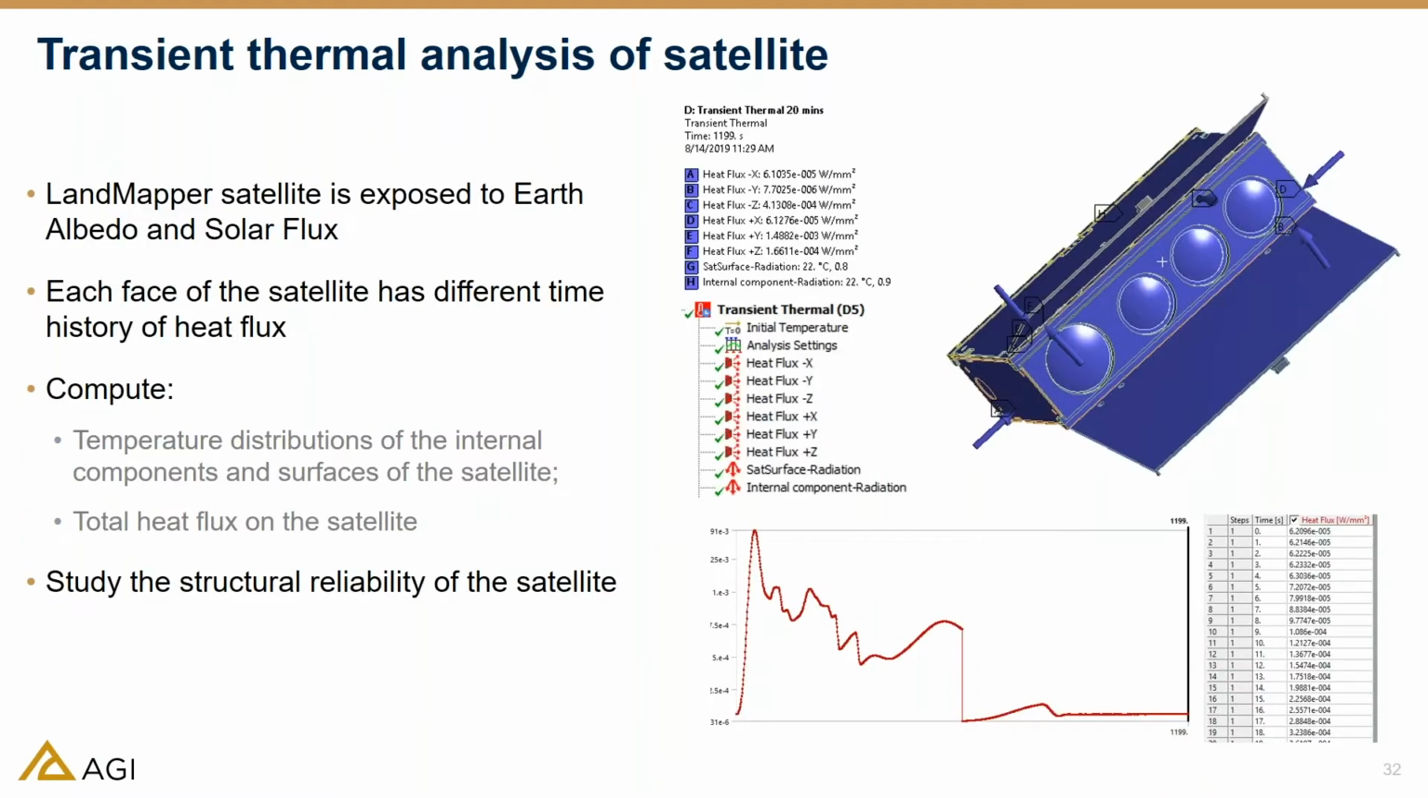In the transient thermal analysis, each phase of the CubeSat will have a different time history of heat flux. ANSYS Mechanical will apply the heat flux as boundary conditions and also add the radiation of the external surfaces and the internal components of the satellite. The solver will calculate the temperature distributions versus time and the heat flux within the satellite. Calculated values can then be used in structural analysis, considering the thermal effect.